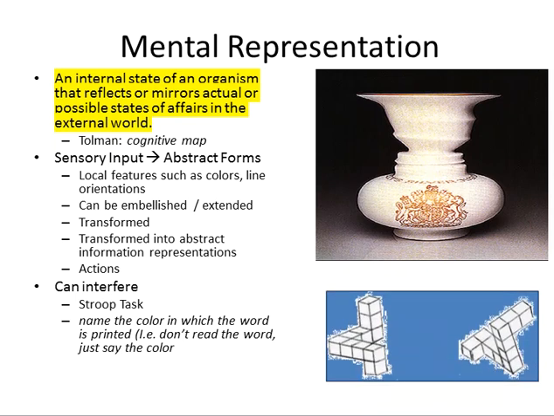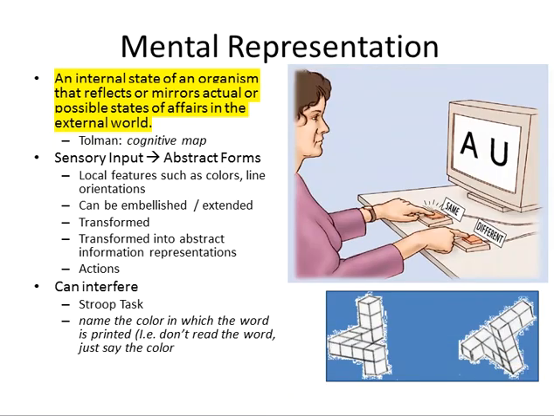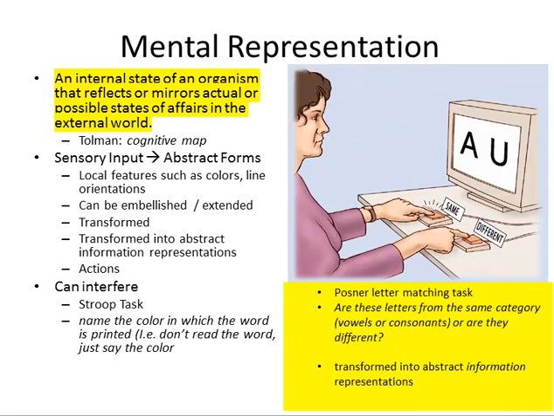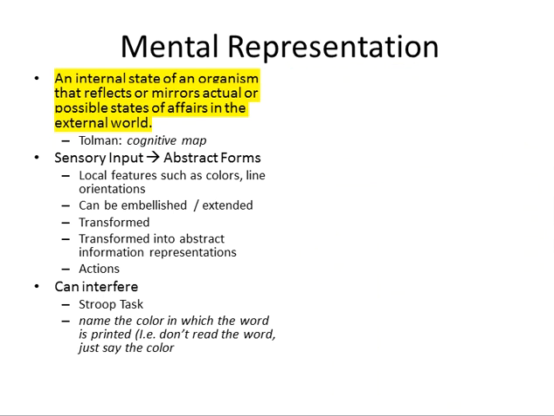They can also interfere, like in the Stroop task. Now, Posner had a letter matching task. Are these letters from the same category of vowels or consonants, or are they different? He transformed into an abstract information representation. The Stroop task is, again, name the color in which the word is printed. That is, don't read the word, just say the color. Red. Red. The idea here is that we will be having some sort of conflict, interference, because we see red, the word says red, but the color is going to be different.